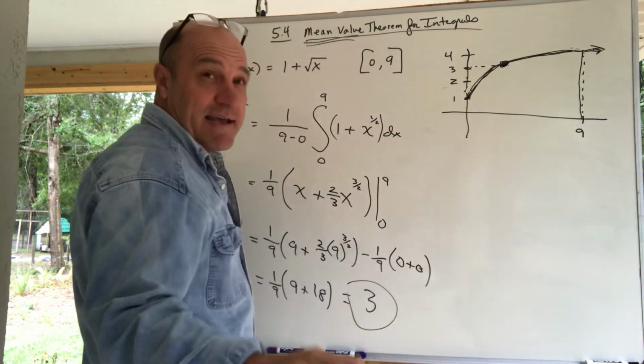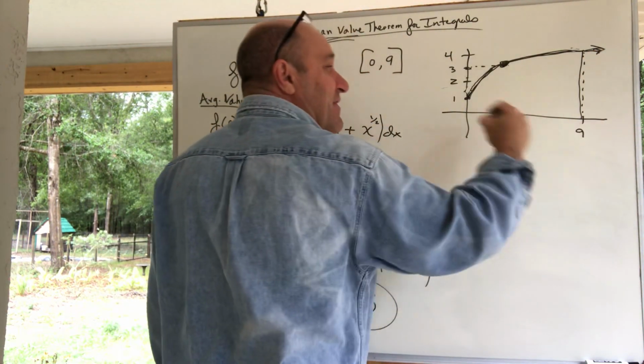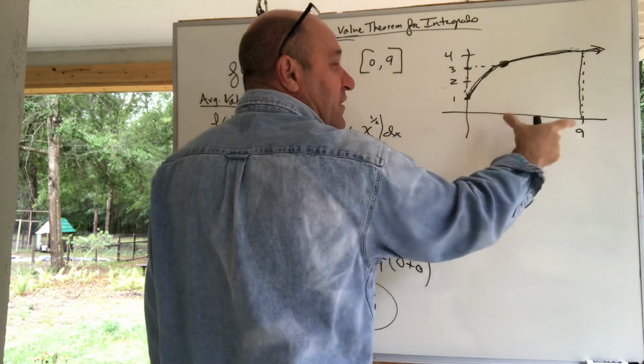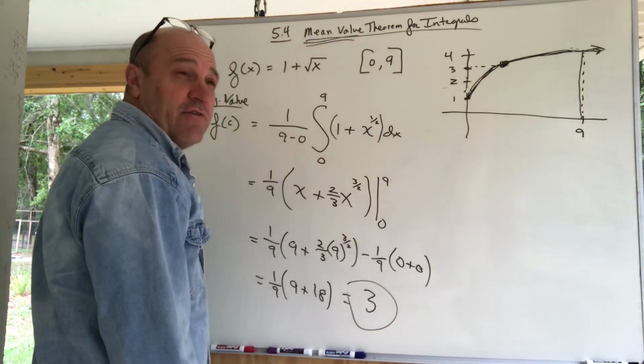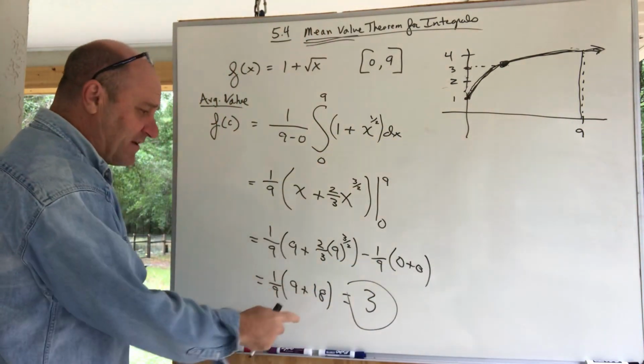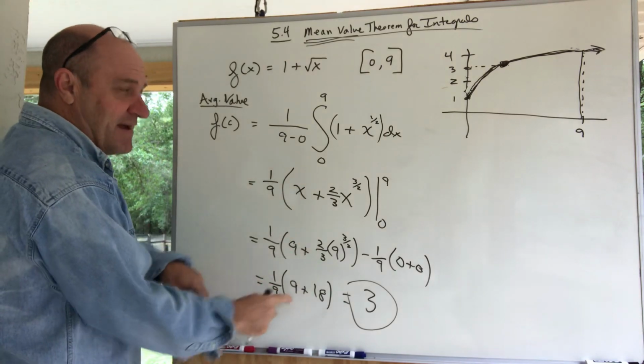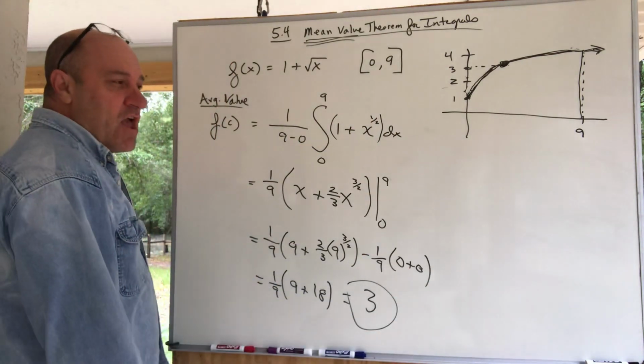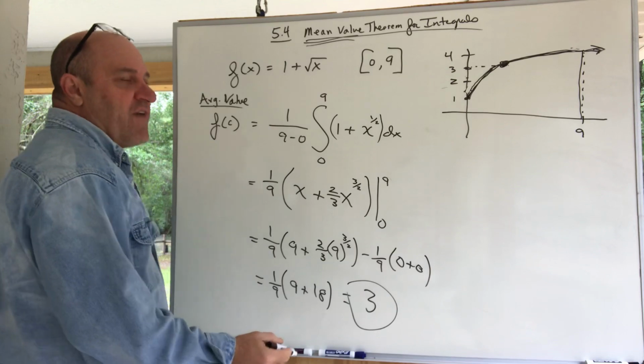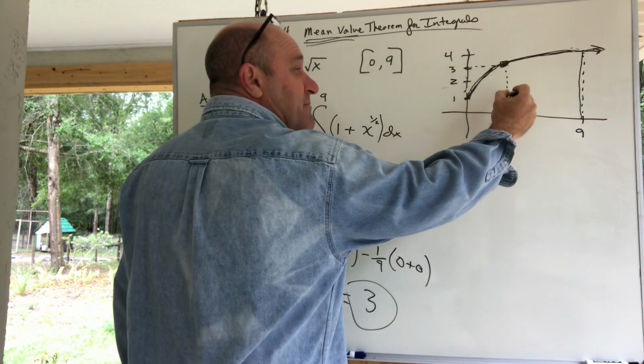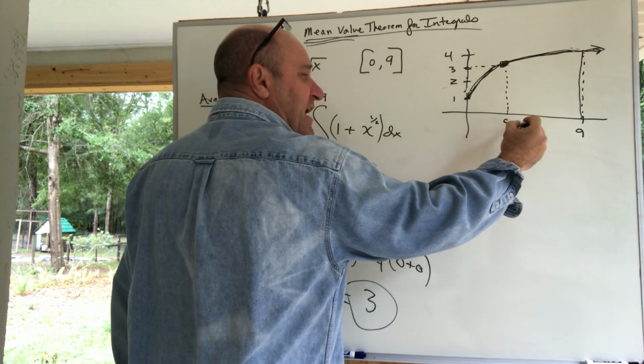So if, like I said before, you made a rectangle right there with a height of 3 and a width of 9, that would be the area under the curve. I guess that area was 27. Yeah, before you divided by 9. Okay, all right. Some of the homework problems want you to find that c value, guaranteed by the mean value theorem. There is a c value here.